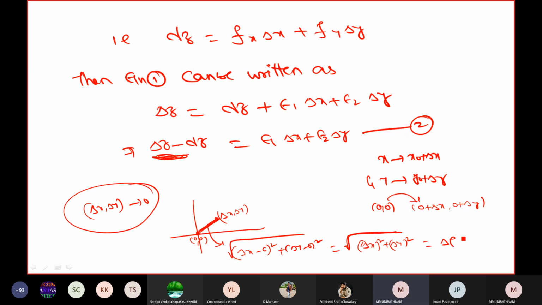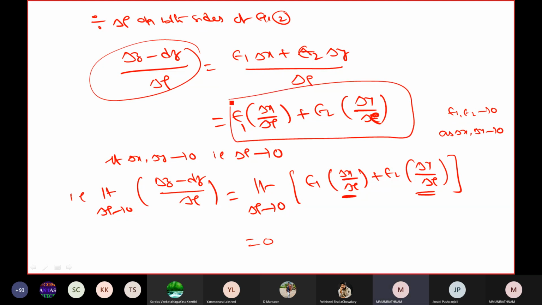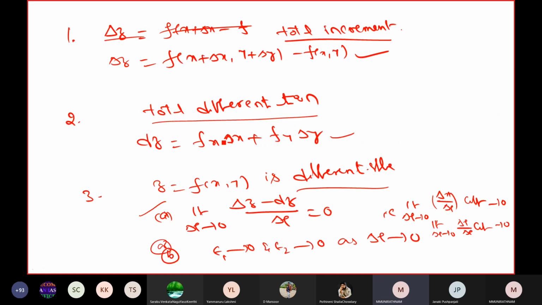So I can divide that small increment, which gives delta z minus dz by delta rho. If we prove that this one is 0, or this one is 0, then we can show that f is differentiable. We can show that f is differentiable.